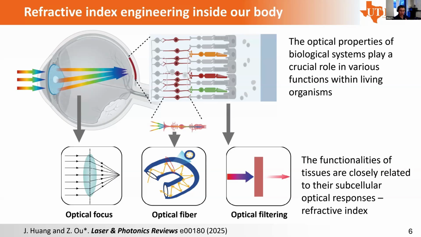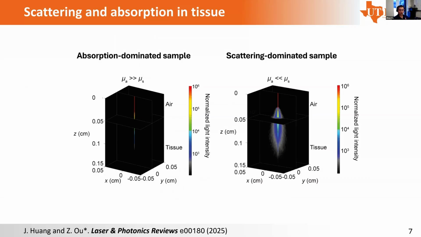But in a lot of cases, because it strongly interacts with light, it's not good for biomedical imaging. It limits the penetration depth of light. Usually this is a combination of two effects: one is absorption, the other is scattering. Here we're showing two examples. One is absorption dominated, when the tissue absorption is much stronger than the scattering. The other is scattering dominated, when the scattering is much stronger than absorption.